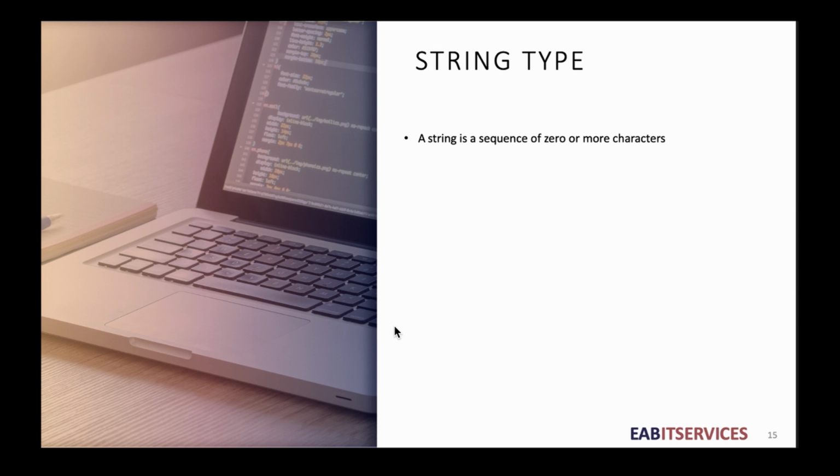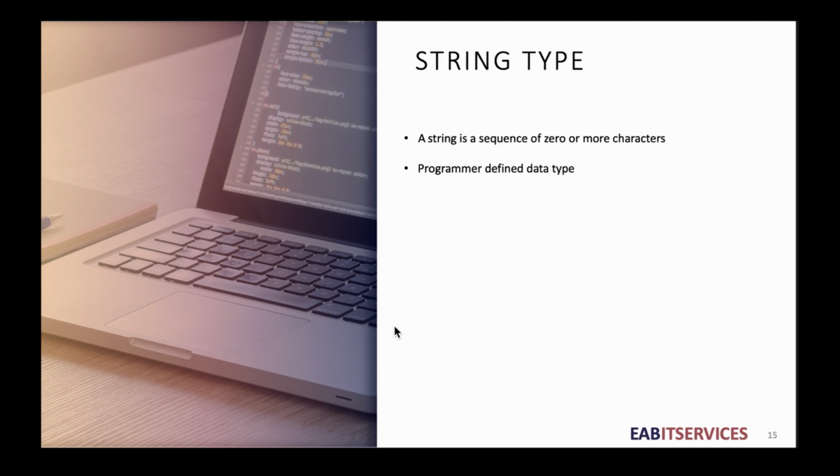So wherever you see in your code a sequence of 0 or more characters, that means the sequence can have 0 characters, or it can have more than 0 characters. When you have that sequence, know that that is a string. But this is not enough to tell what a string is. Let's continue.